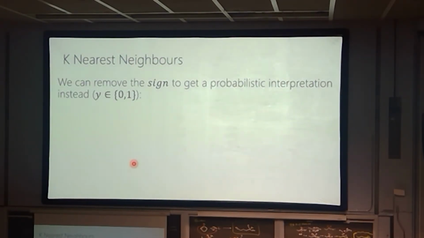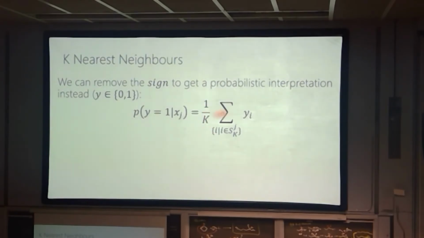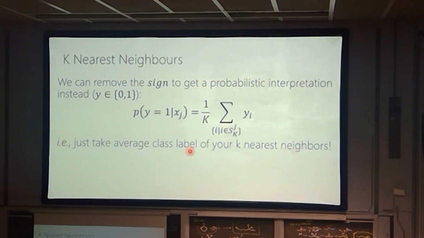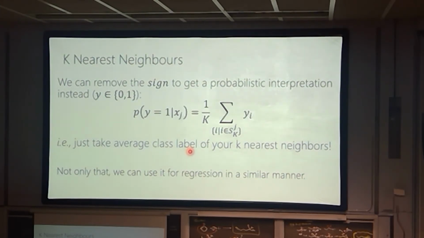And we can remove the sign to get a probabilistic interpretation. If I now consider y to be 0, 1 instead, then I just average these and I don't take the sign. Now I have a sort of probabilistic interpretation because it's between 0 and 1. It is the average of the class labels. And you can also use it for regression. Imagine this is no longer a label 0, 1, but a real-valued regression label. You can do the same thing, and it will also work.